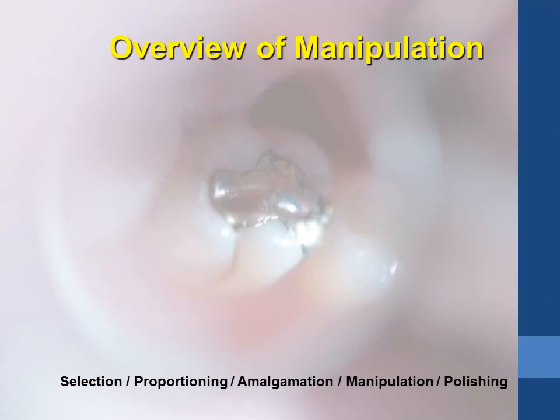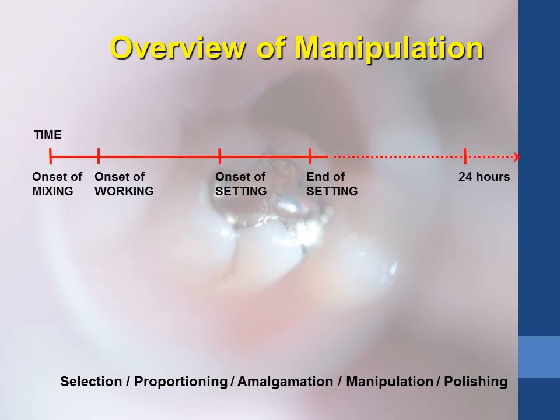Let's look at the manipulation. It involves selection, proportioning, amalgamation, manipulation, polishing. So onset of mixing, onset of working, onset of setting, end of setting, and 24 hours the polishing. The placement and condensation takes place at the start. Then as soon as the onset of setting takes place, we do the carving, and at end of setting we carry out the burnishing, and after 24 hours, in case of low copper or admix high copper, we carry out the polishing.